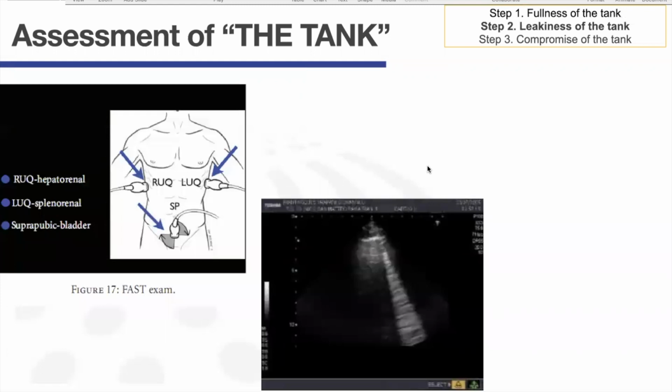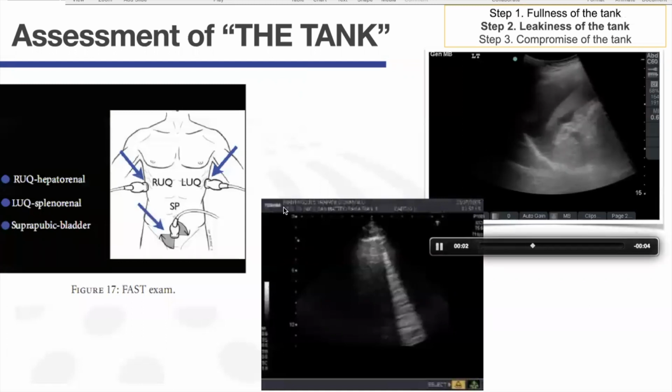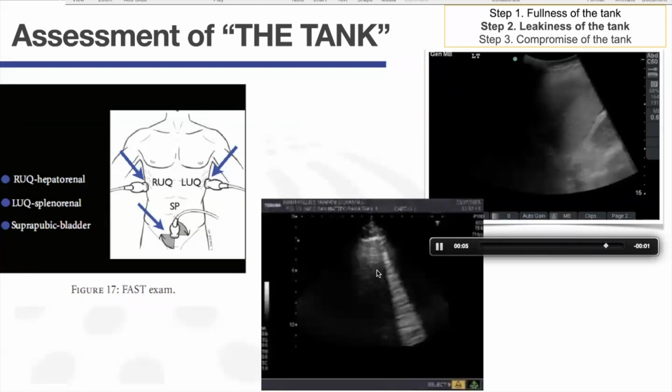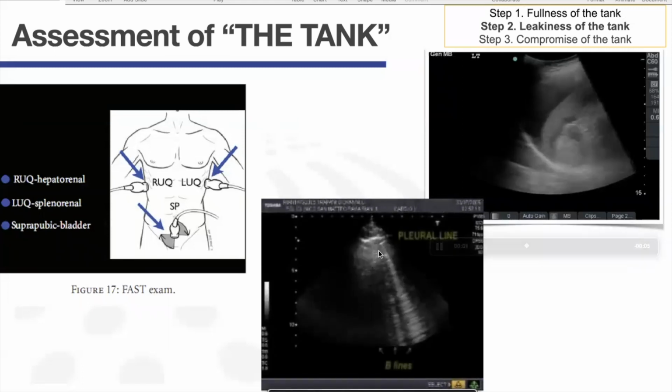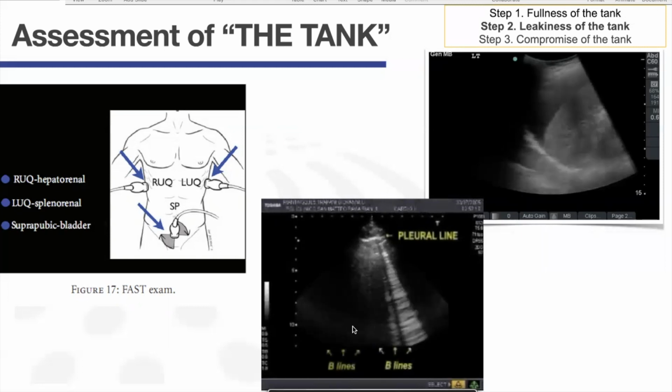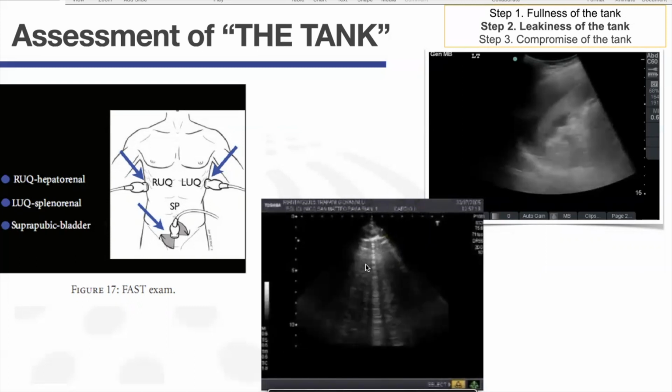Assessment of the tank, the second part is to look at whether there's any leakiness of the tank. This is viewing whether there's any fluid in the abdomen by performing FAST. The area you want to look at for any free fluid is the most gravitational area, which is Morrison's pouch. Also look at the lungs to see whether there's any interstitial edema or interstitial fluid by the presence of B lines on the lung ultrasound.